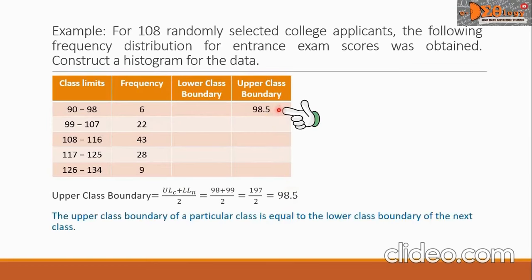Next, it was stated that the upper class boundary of a particular class is equal to the lower class boundary of the next class.